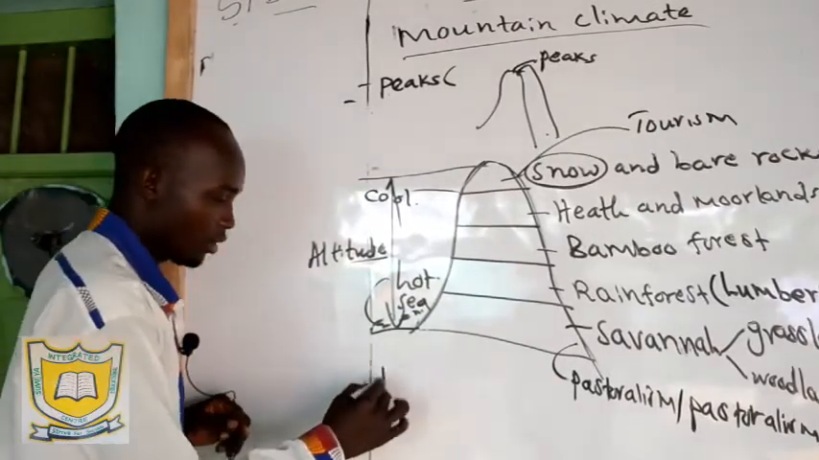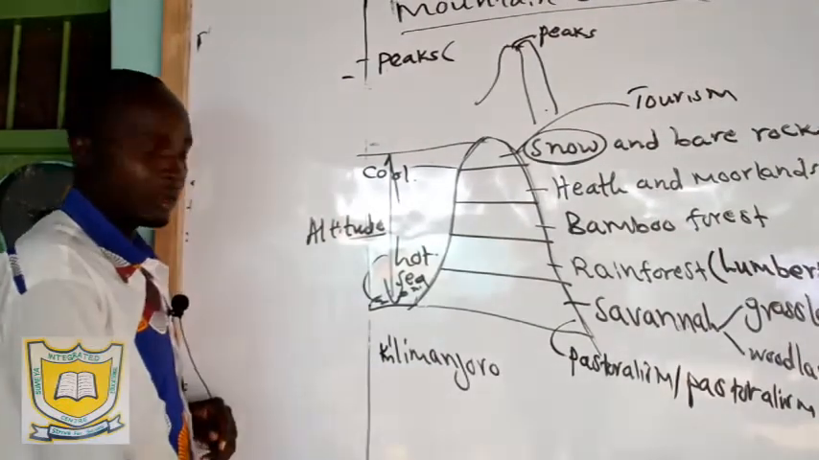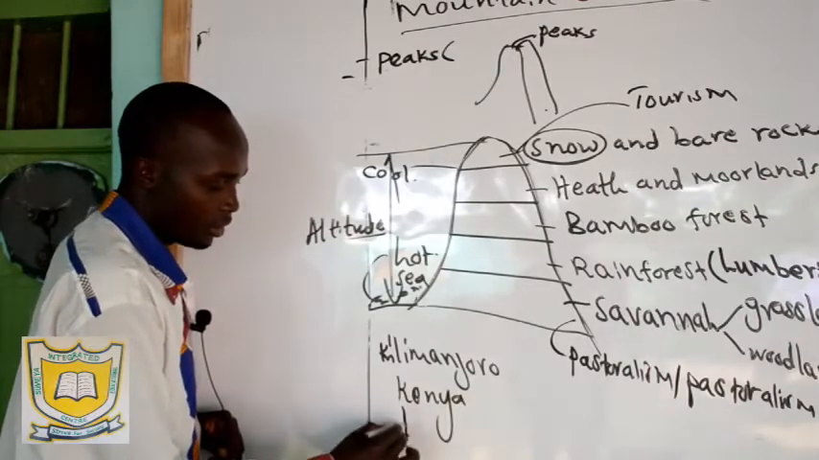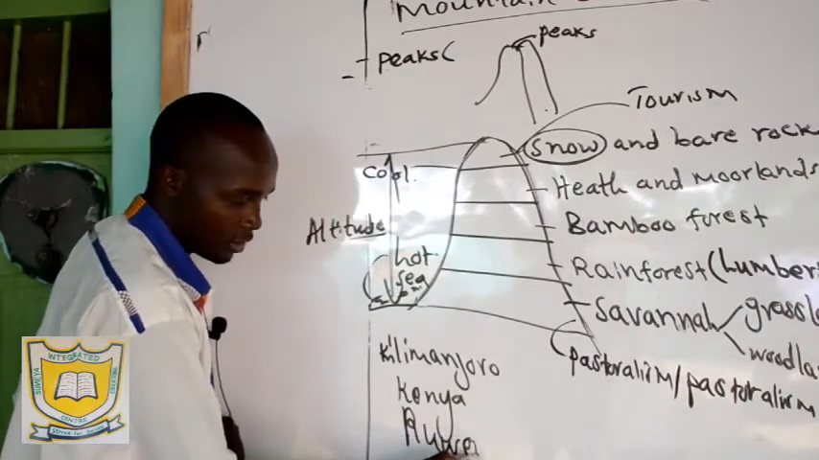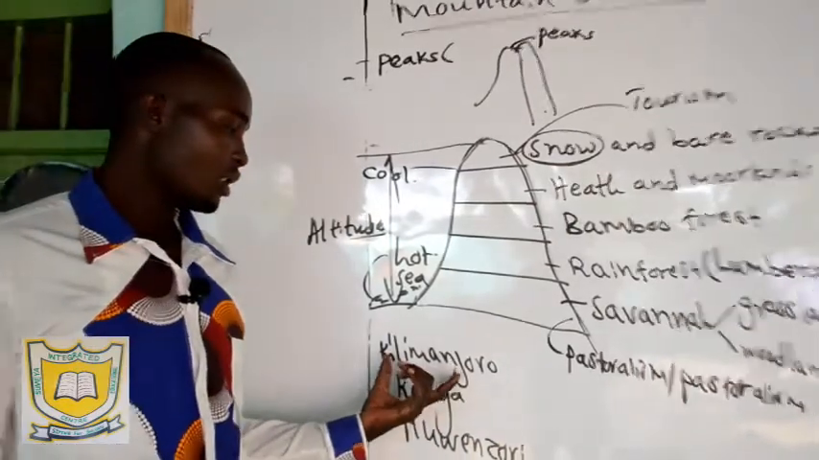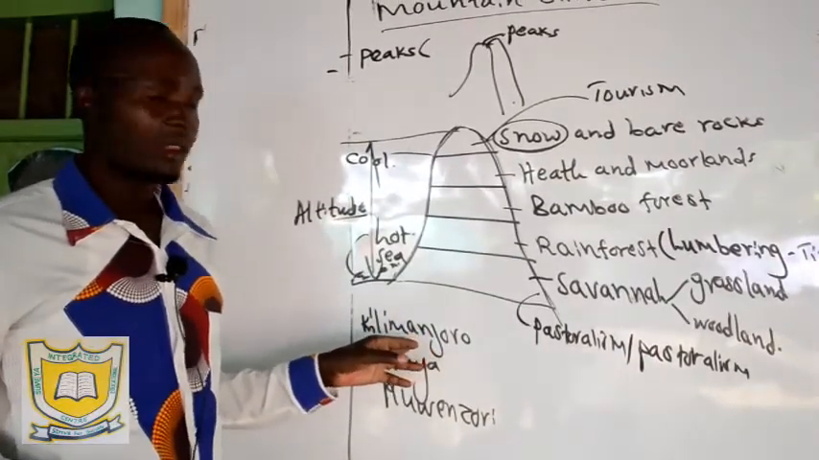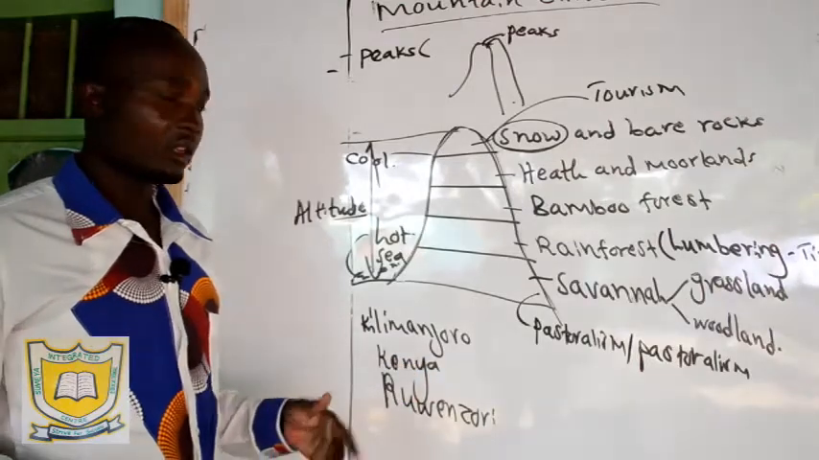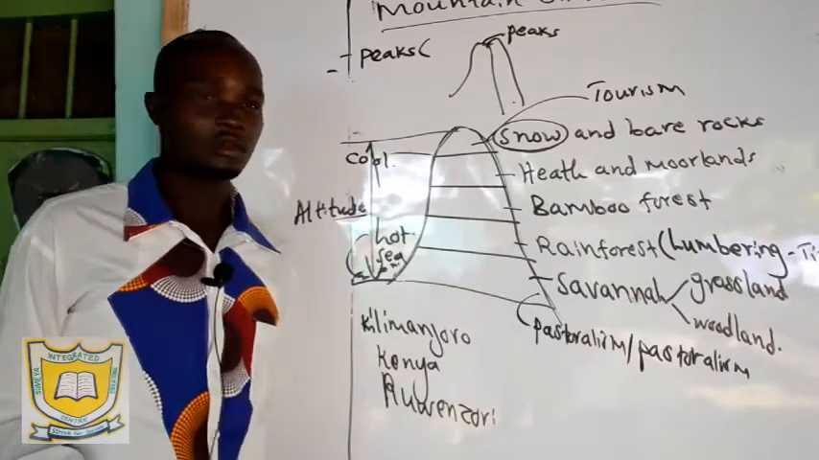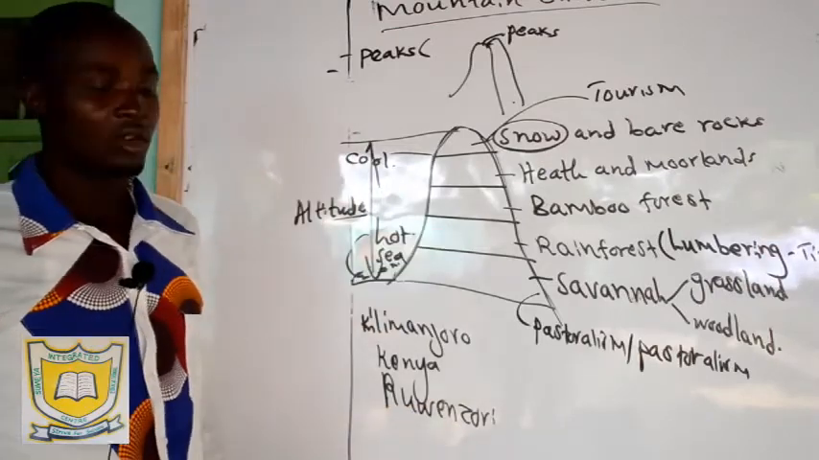There are 3. We have Mount Kilimanjaro. Mount Kilimanjaro has snow on the peak. Then also we have Mount Kenya. Then lastly we have Mount Ruwenzori. So Kilimanjaro is found in Tanzania. We say it is also the largest mountain, the highest mountain in Africa. Then Kenya is just found in Kenya. Then Ruwenzori is just on the border of Uganda and the DRC Congo. So these are what we call the snow-capped mountains in Africa. So that is how it is organized.